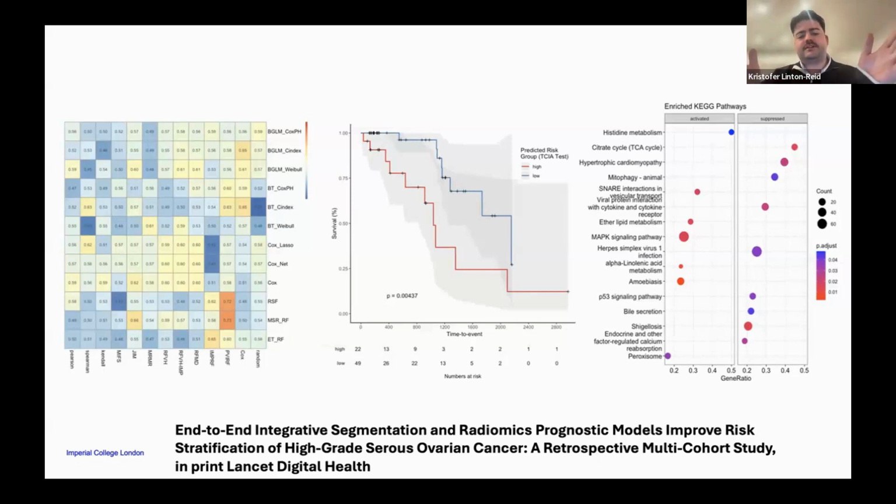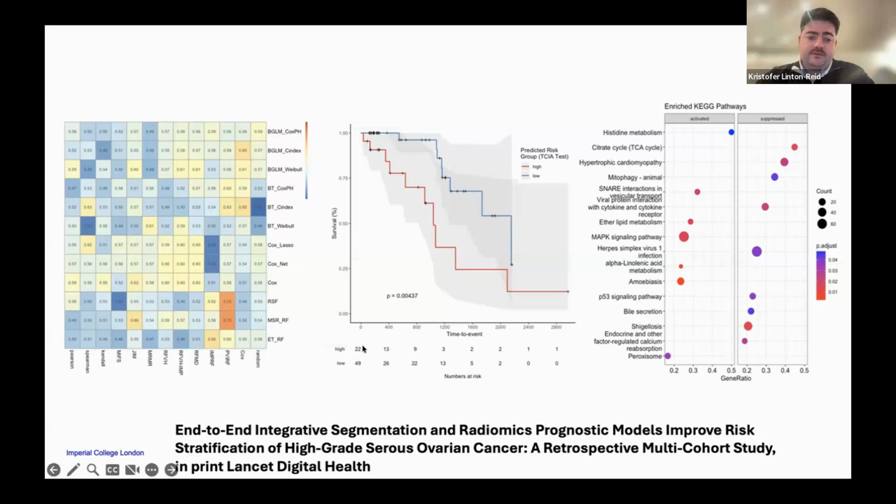And then once we had these predicted probabilities from the model, we tried to stratify them into high and low risk cohorts. This is an example on the TCIA test set where we were able to stratify them into this high and low risk cohort, just using classical k-means clustering of the predicted thresholds.